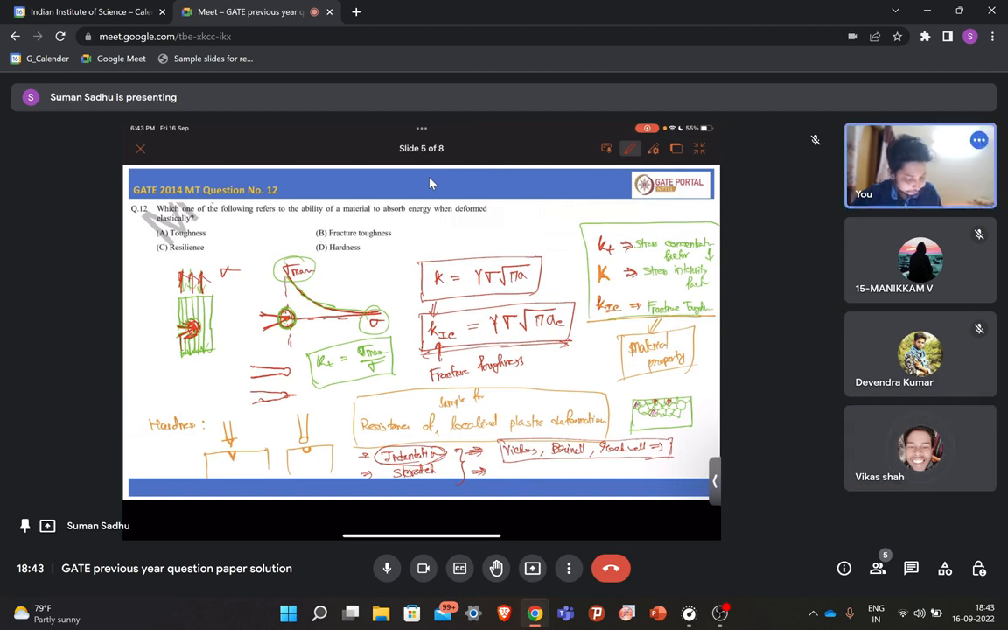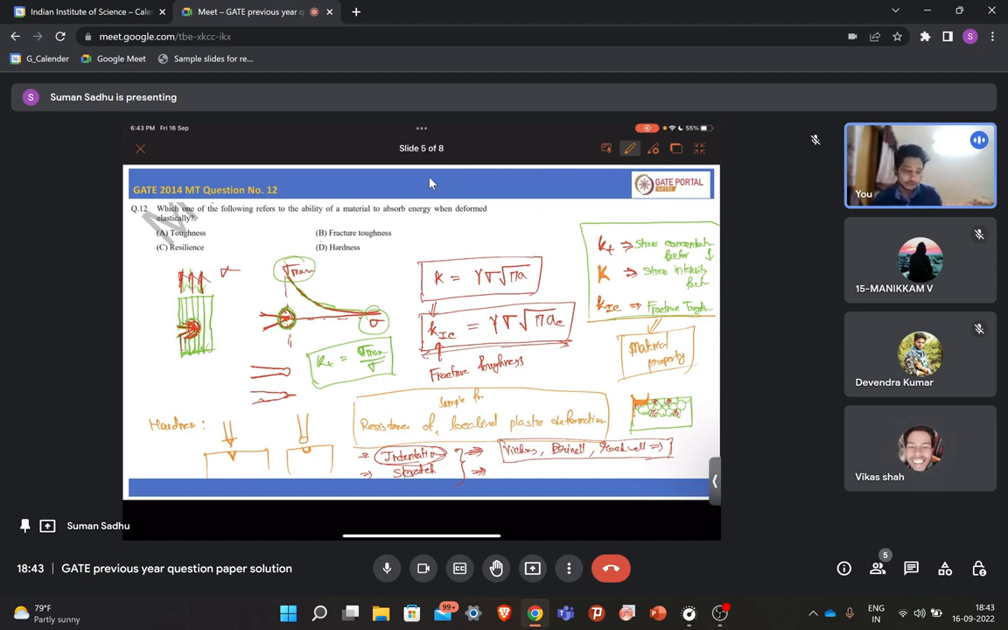So now, if your indentation size is such that it is covering both the red and that green grain, that means you are basically averaging the hardness from this region. That means it is taking the hardness value from both the phases. So this average hardness you can term as the hardness of your sample.